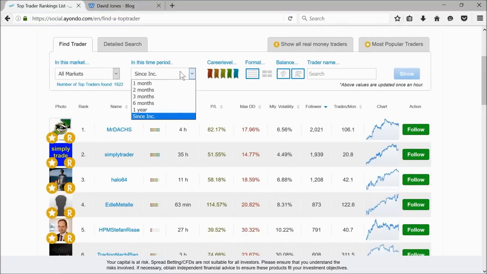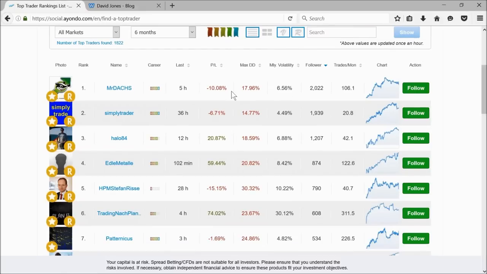I'll tell you what we'll do. If we do this over, let's say, the last 6 months and see what we have, and then we'll sort by, there we go, we've got by followers. So profit and loss over the last 6 months, a bit of a tough time. He's been down 10% over the last 6 months. Let's drop down to this one here, Edil Metal there, who's had a much better 6 months, up 59% over the previous 6 months. Then we have max DD.